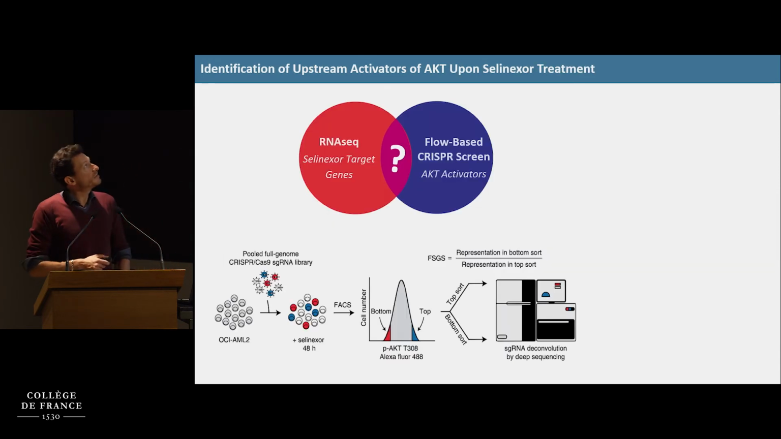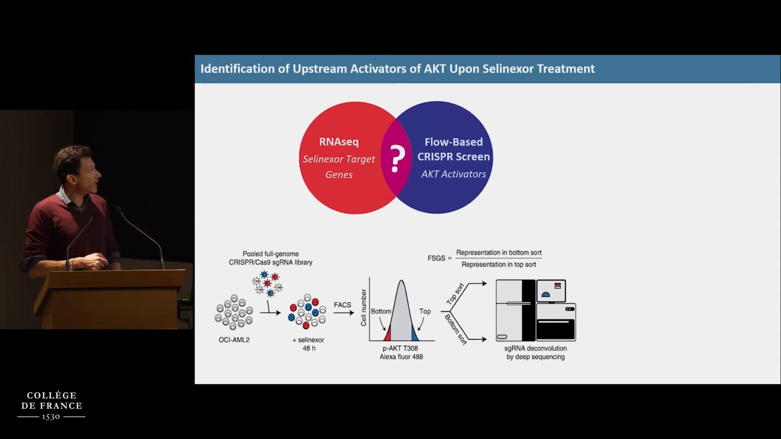We then wanted to identify the upstream activator of AKT signaling upon selinexor treatment, and to do so, we had to leverage 2 different techniques that got combined to get a positive hit. The first technique is an RNA-seq study to try to identify the selinexor target genes. The second approach was a flow-based CRISPR screen to nominate AKT activators in the context of selinexor treatment.